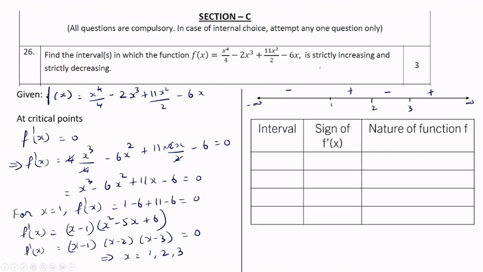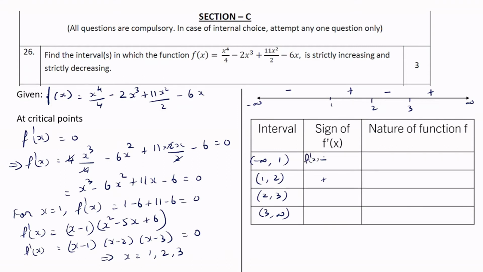So let us draw a table like this. We have the interval, open interval minus infinity comma 1, then 1 comma 2, then 2 comma 3 and 3 comma infinity. In this interval minus infinity to 1, the sign of f dash of x is negative. In the interval 1 to 2, it is positive.